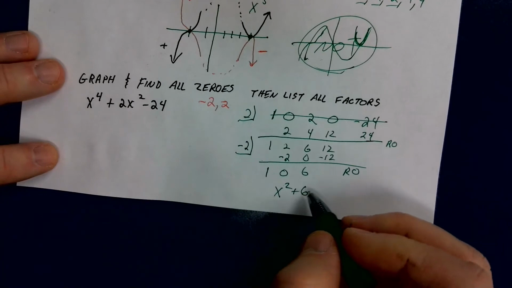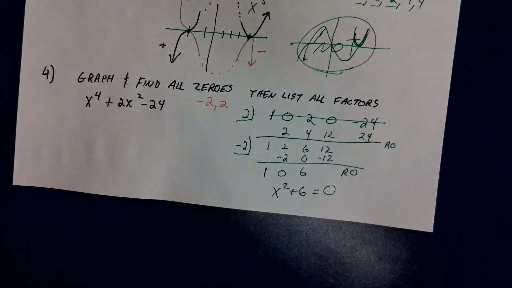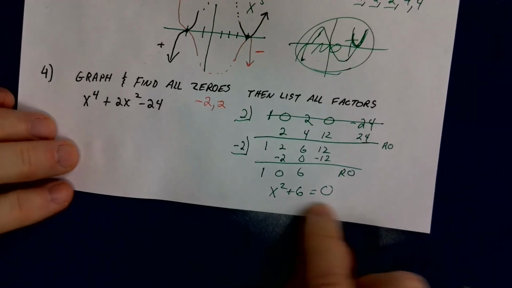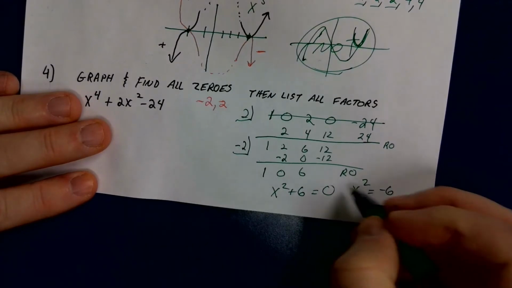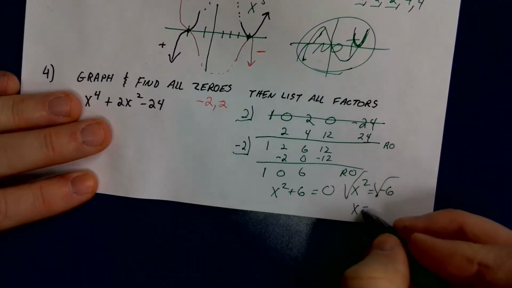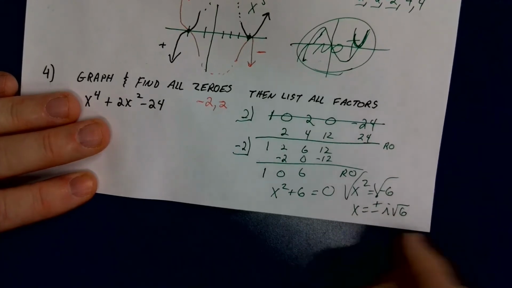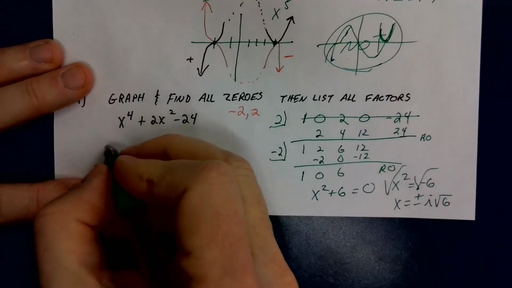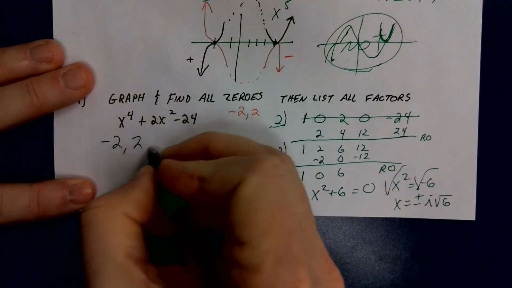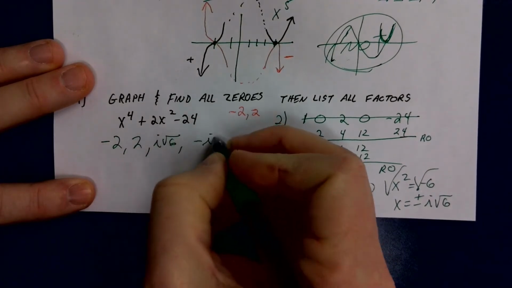So what are my other zeros for this one? Again, I don't have a linear term. Probably should have given you one with that. Maybe I'll show you a quick little review on it if you have one like that in just a second. So that becomes x squared equals negative 6, root it, x equals plus or minus i root 6, because the square root of 6 is not a nice number. So what are my zeros? My zeros are negative 2, 2, i root 6, and negative i root 6.